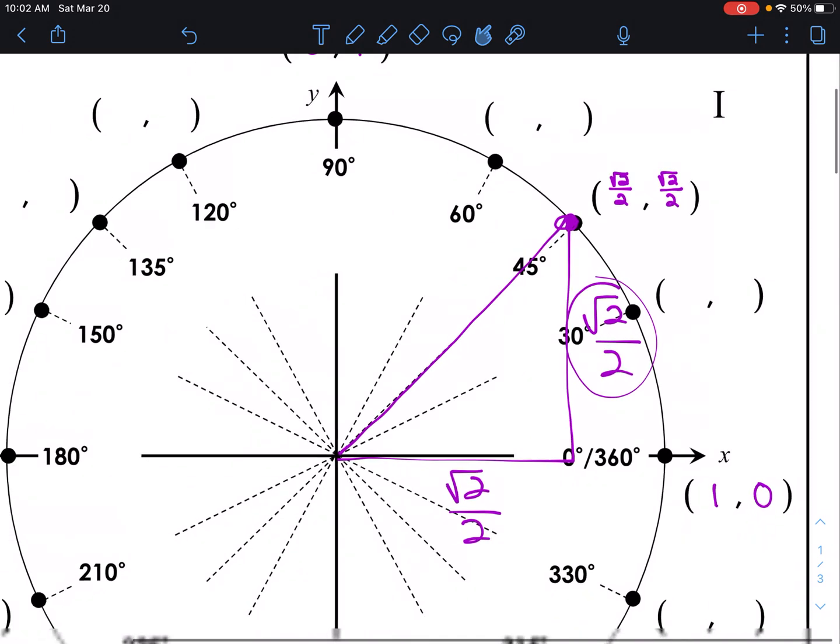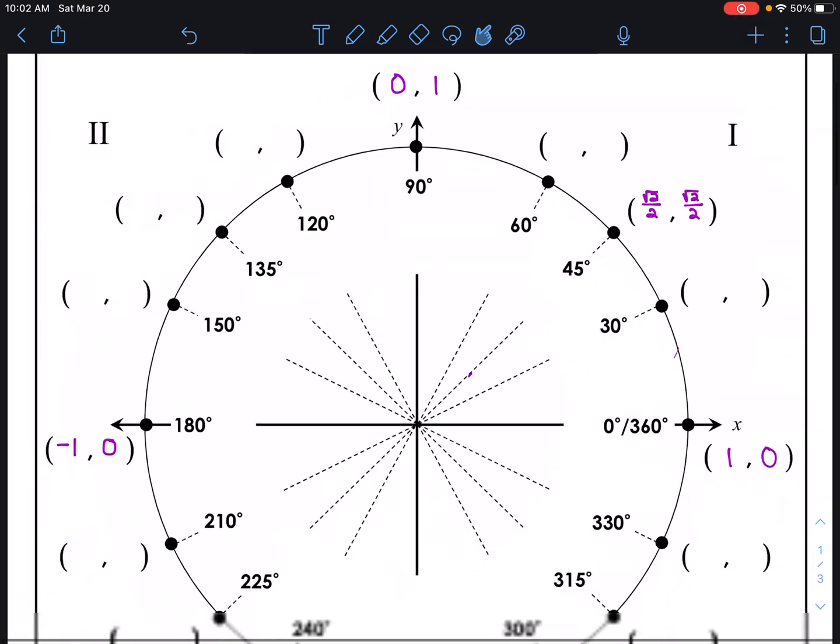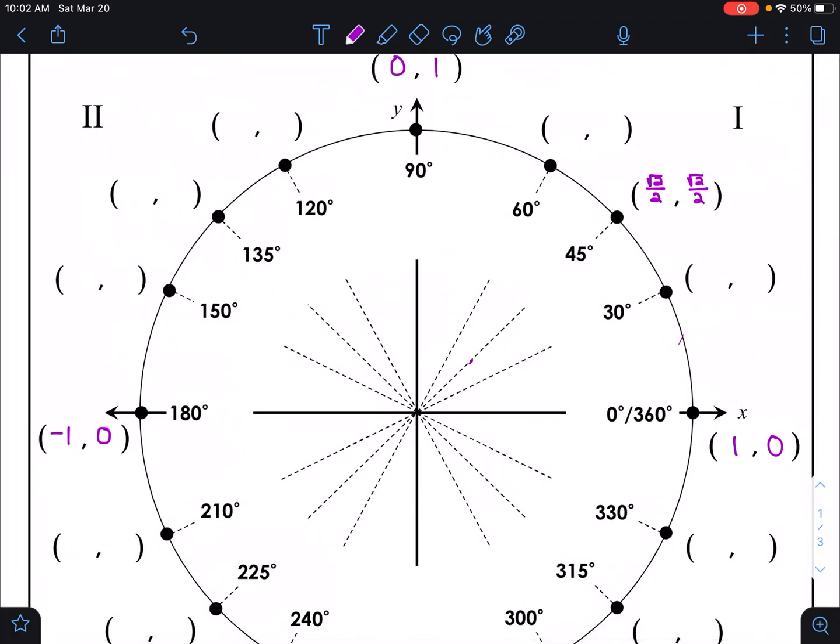Okay, so now we've got that. Now this actually works for all of these, right? All 45 degree increments. So I can actually do this. They're going to be the same. We're just going to be different with positives and negatives. So those are my 45 degree increments.